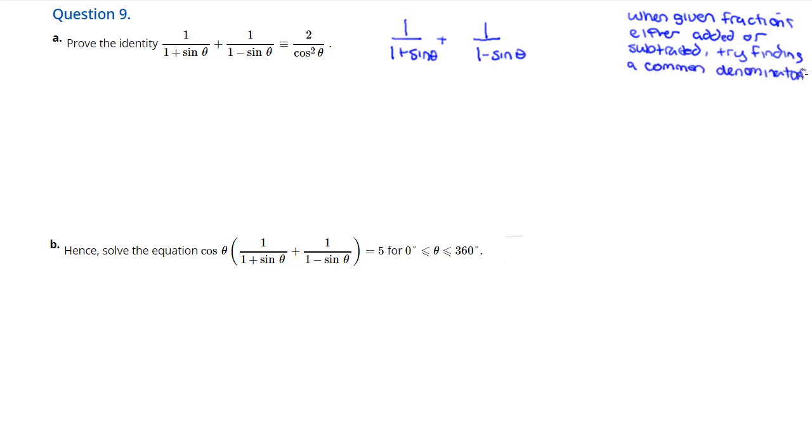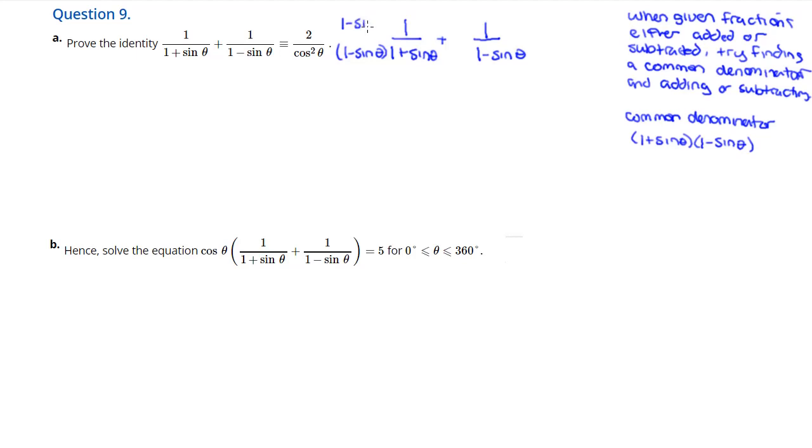So anyway, in this case, if we look for a common denominator, it's going to be 1 plus sine times 1 minus sine. So let's go ahead and try doing that. If we're going to make this a common denominator for the first one, we're going to multiply both the numerator and the denominator by 1 minus sine. And then we're going to multiply 1 plus sine on the numerator and denominator for the second one. When I do that, all I got to do is now distribute: 1 times 1 minus sine, still 1 minus sine, and 1 times 1 plus sine is still 1 plus sine.